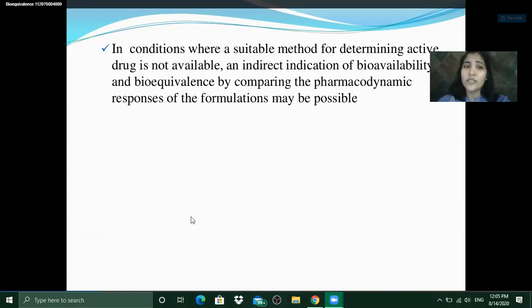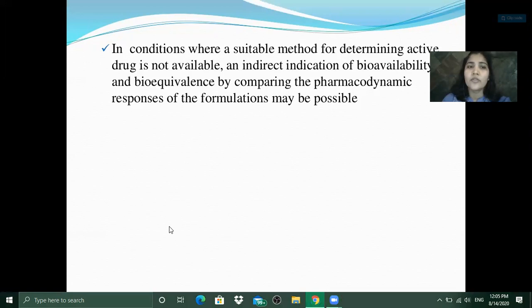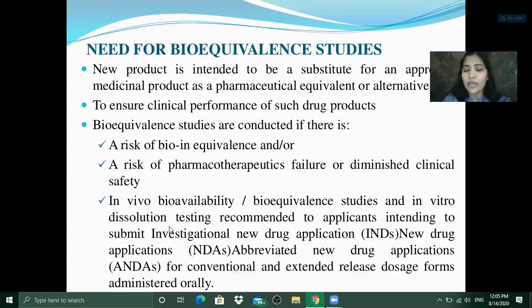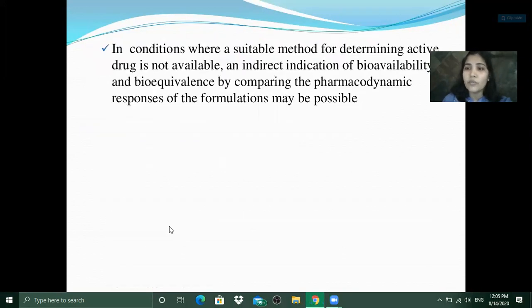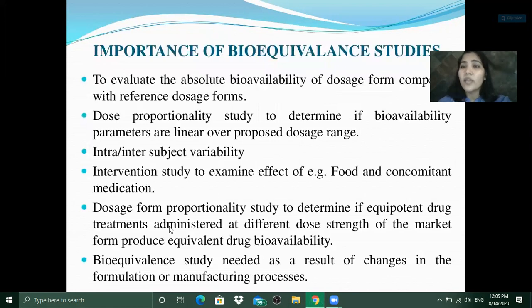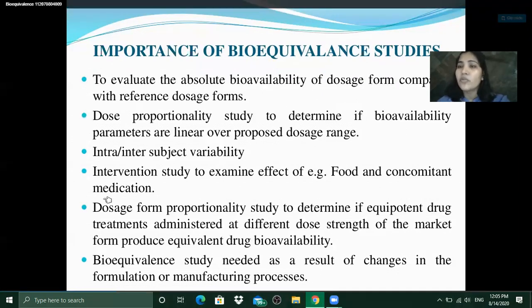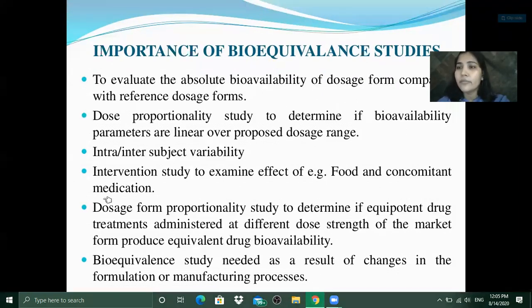Okay, so this was about the need for bioequivalence studies. Why do you need bioequivalence studies? There are 4 points in that, and we already know what we mean by bioequivalence studies. There could be a confusion in your mind, but don't get confused. It's nothing but comparing your drug with the reference standard, at the clinical level, which will be called bioequivalence studies.